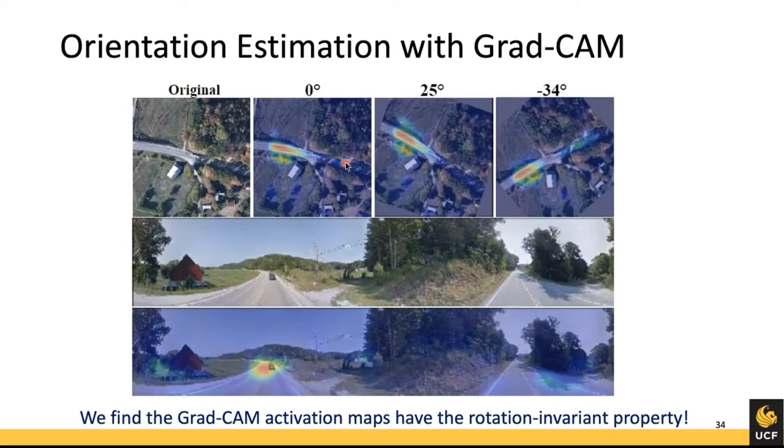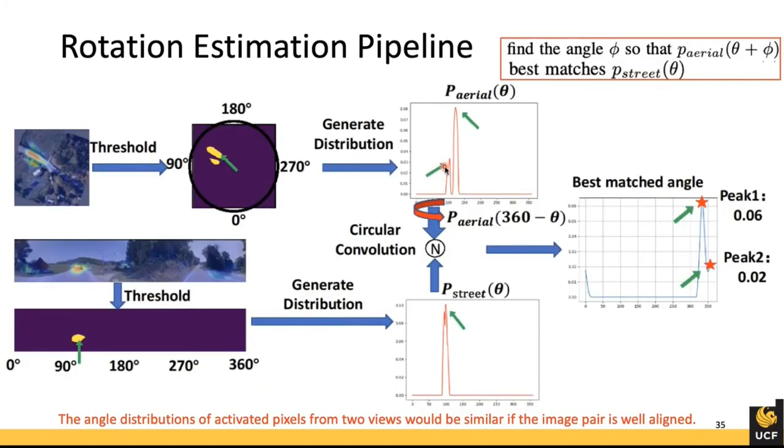find that the heat map provided by Grad-CAM doesn't change too much, no matter what the degree of rotation is. So that means the Grad-CAM activation map actually has some rotation invariant property. And we want to leverage that to estimate the rotation angle. And this is how we do that.